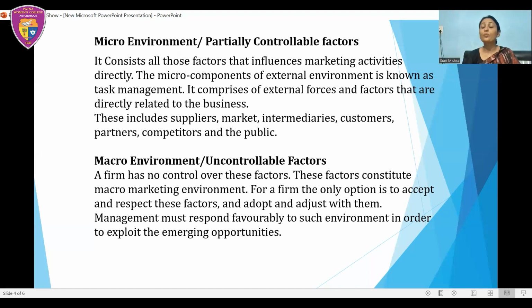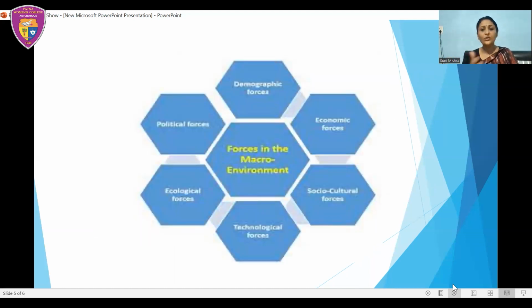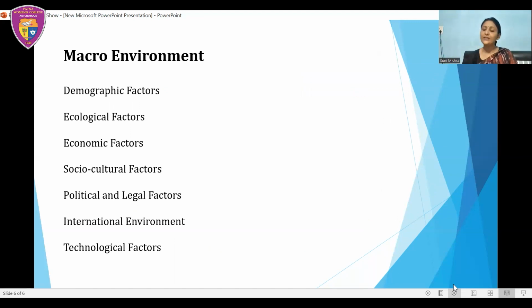Now we are going to talk about the macro environment, or the uncontrollable factors, on which there is no control. The company cannot control any of these factors, and that's why they constitute the macro marketing environment. The macro marketing environment has the potential to influence the market favorably, or it can pose a threat for the organization. So what are those uncontrollable factors? You can see in this diagram: demographic forces, economic forces, socio-cultural forces, technological, ecological, and political forces. These forces are out of the control of any company, but they have to deal with all these factors in order to remain successful in the market. So we're going to deal with all these forces one by one.